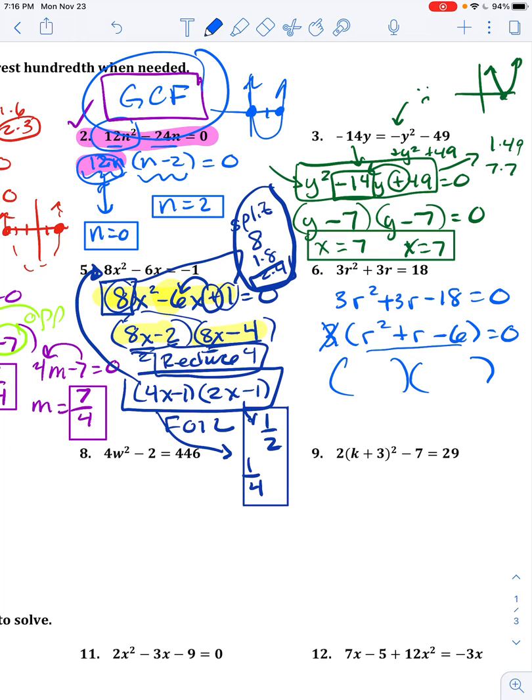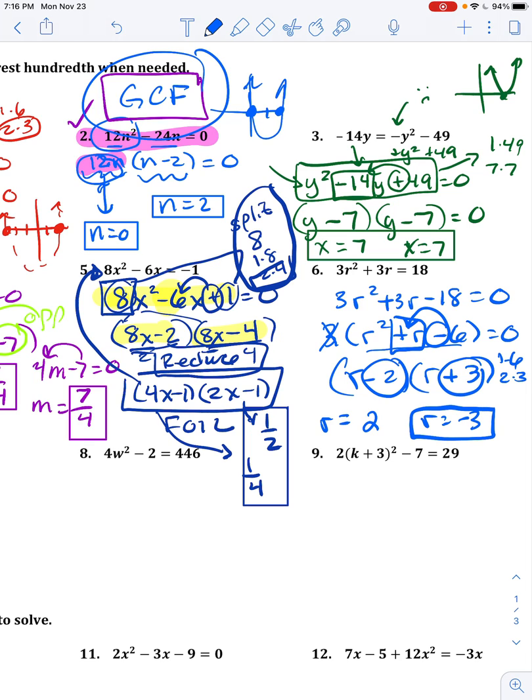To get 6, I have the option of 1 and 6 or 2 and 3. Now be careful with this one because you have to pick one that subtracts to be 1. So I'm going to pick the 2 and 3 option. And then I'm trying to get a positive 1, so I would need a positive 3 and a negative 2. But those are factors, not solutions. So my solutions would be, from this one, a positive 2, and from this one, a negative 3, because zeros are the opposite of what you had as factors. And that's going to tell you where that parabola would cross.